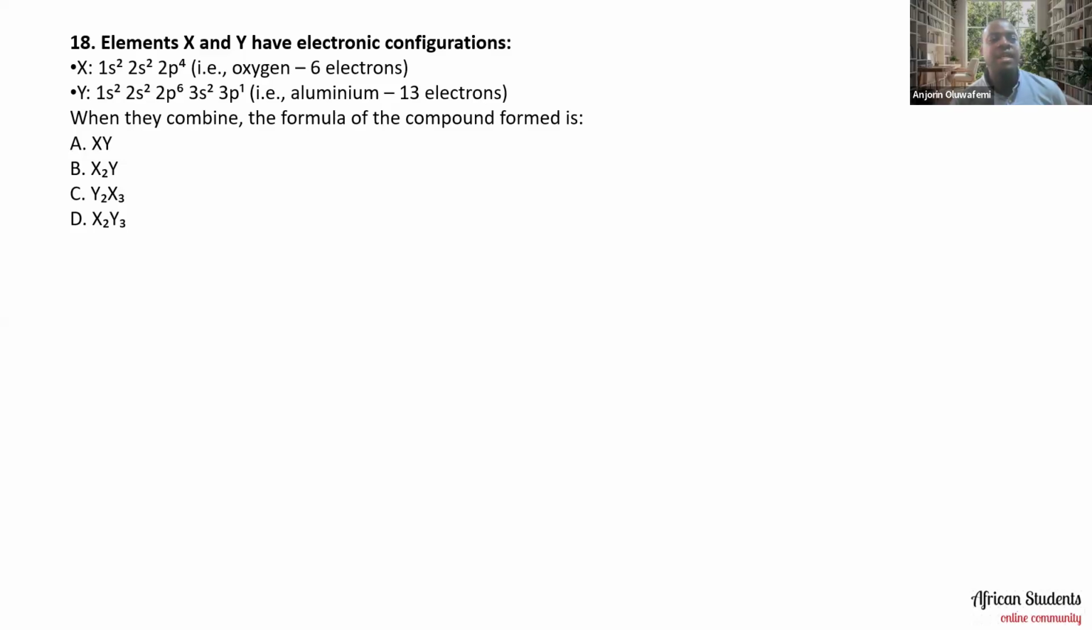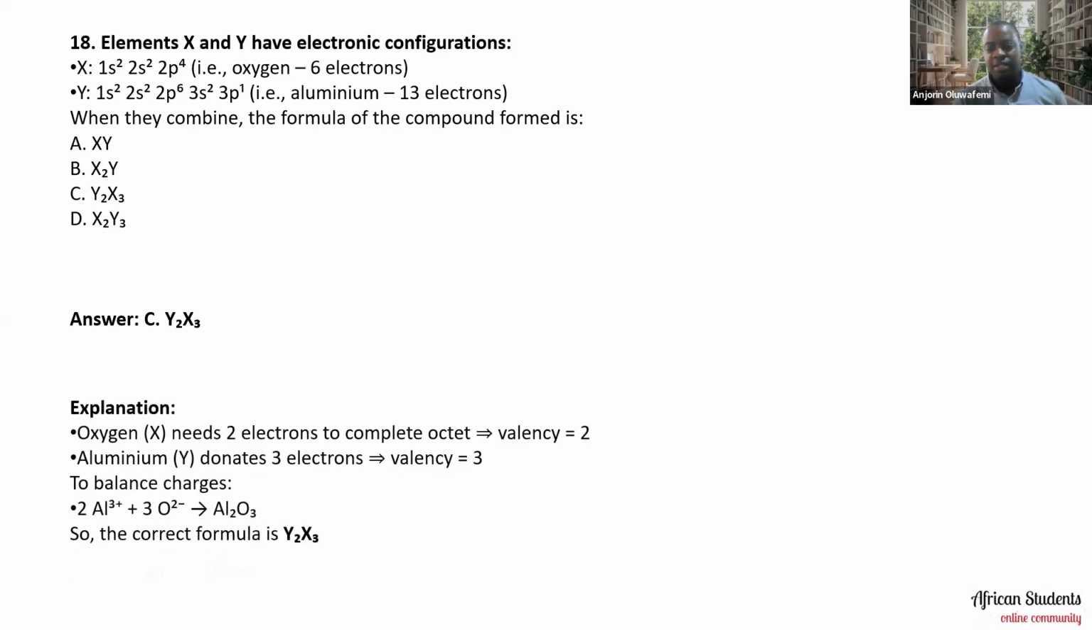Question 18 says that elements X and Y have electronic configurations: X, 1s2 2s2 2p4, that is oxygen, 8 electrons; Y, 1s2 2s2 2p6 3s2 3p1, that is aluminum, 13 electrons. When they combine, the formula of the compound formed is it XY, X2Y, Y2X3, or X2Y3? What we tend to have is Y2X3, like we have in Al2O3. Oxygen X needs 2 electrons to complete its octet, and the valency is 2. Aluminum Y donates 3 electrons with a valency of 3. To balance the charges, you have 2 Al3+ and 3 O2- to give us Al2O3. So the correct formula is Y2X3.